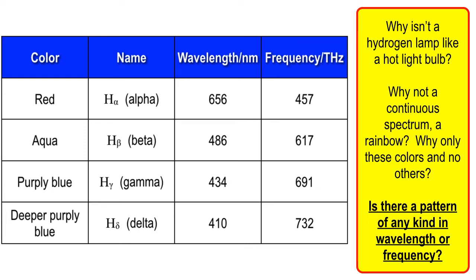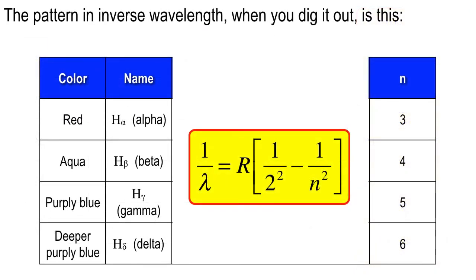All right, so, it's a difficult pattern. The guy that figured it out is named Joseph Balmer. And here's the pattern that he found. It's a pattern in the inverse wavelength. So 1/lambda obeys this property. Now, R is called the Rydberg constant, and I'll give you the spelling for that and the value of it in a second.